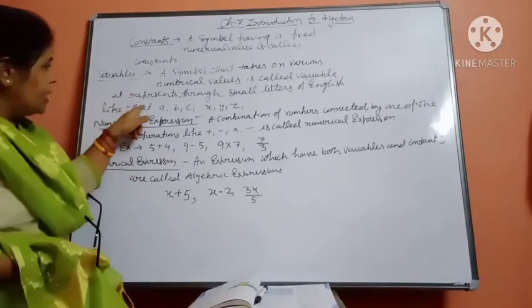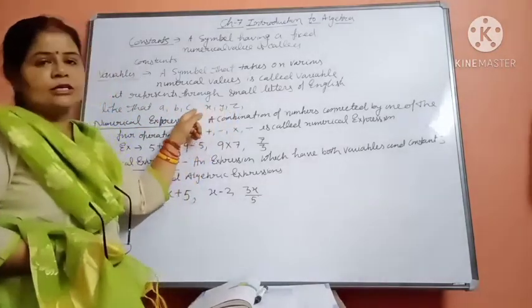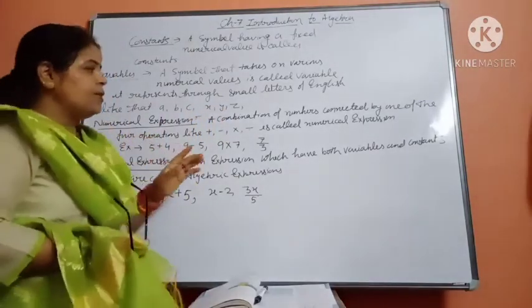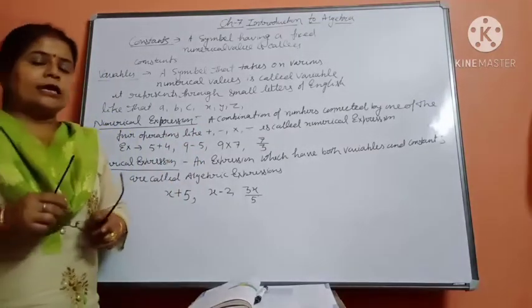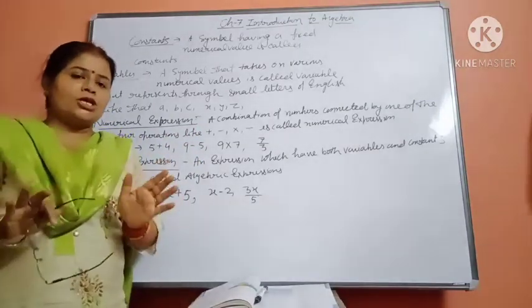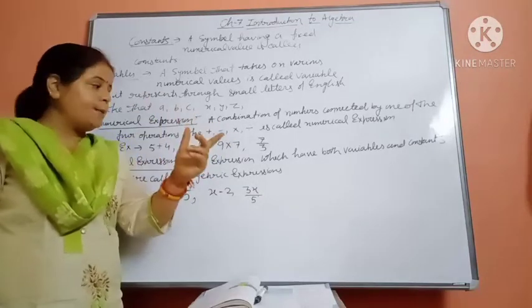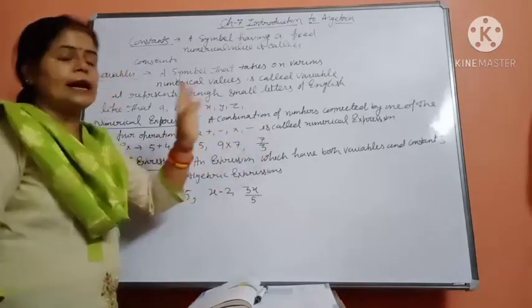How are we denoting variables? We are denoting them by small alphabets. Then the second thing comes: numerical expression, means a combination of numbers. An expression which has a combination of numbers connected by the 4 fundamental operations is called a numerical expression.